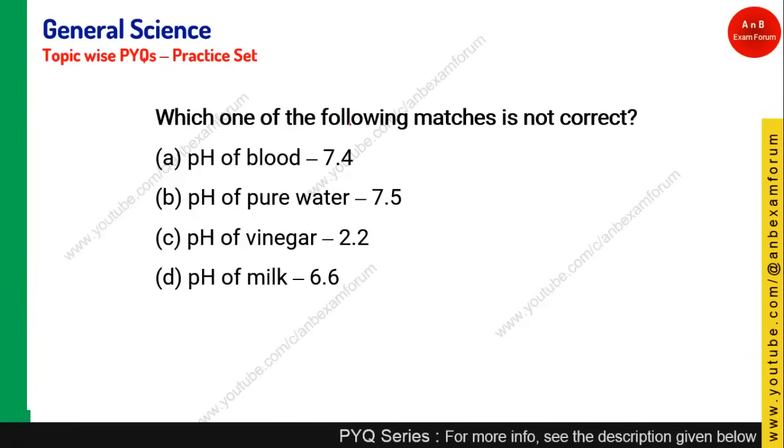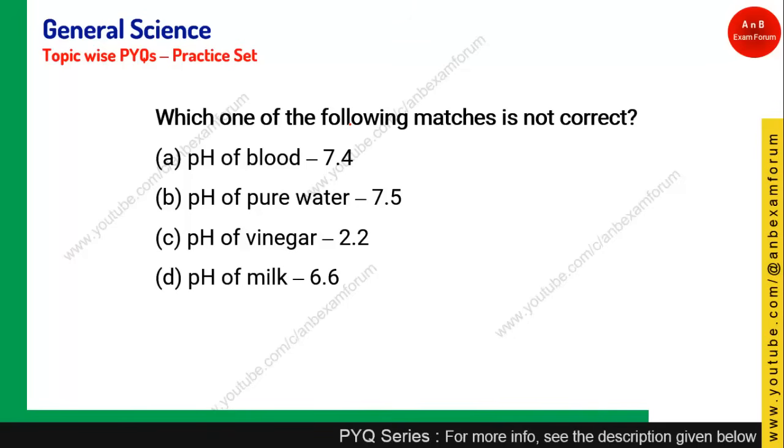Okay, the next one is: which one of the following matches is not correct? So what he is doing is giving you the pH numbers. The pH numbers of commonly used items are very important, which we see in our daily life. pH of blood is 7.4, near to neutral, so this is correct. pH of pure water is 7.5, this is wrong. pH of pure water should be exactly 7.0, it should not be 7.5.